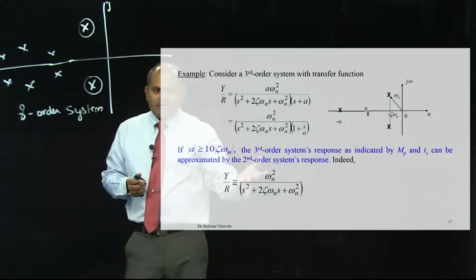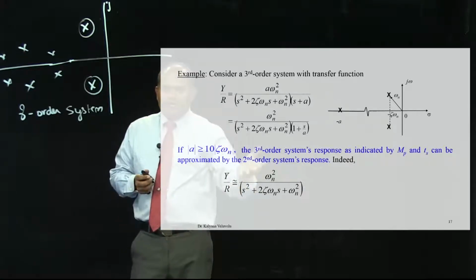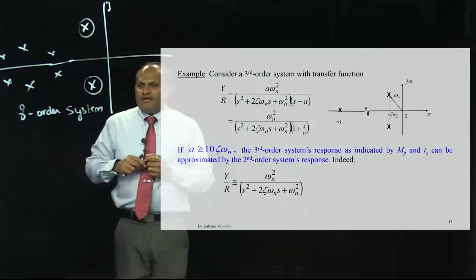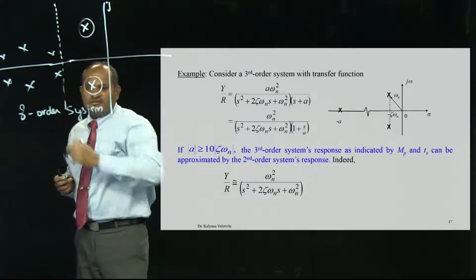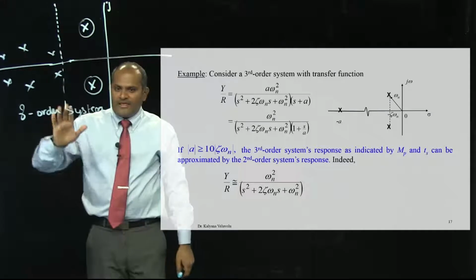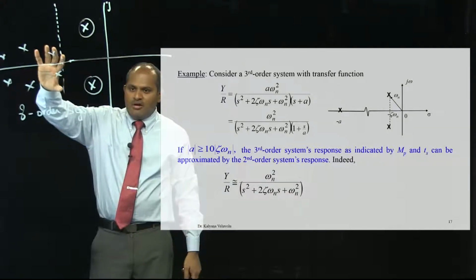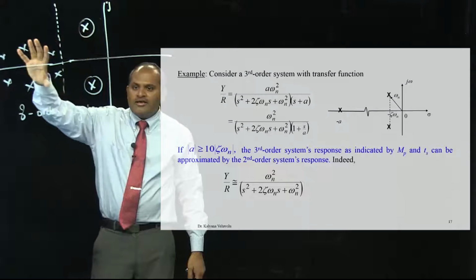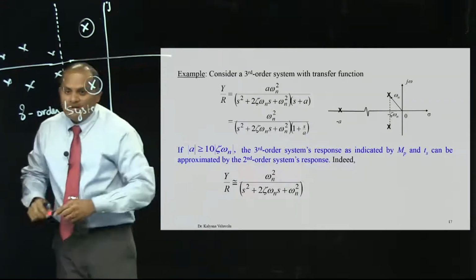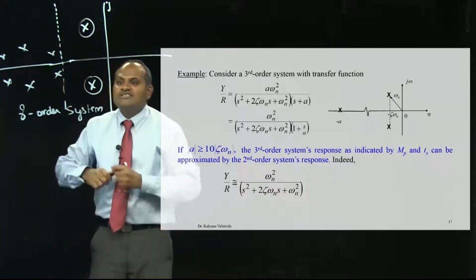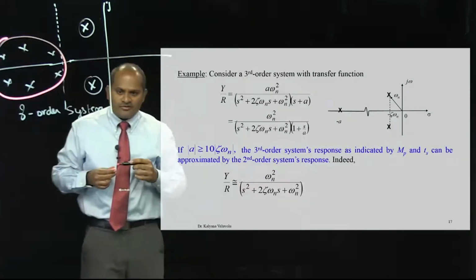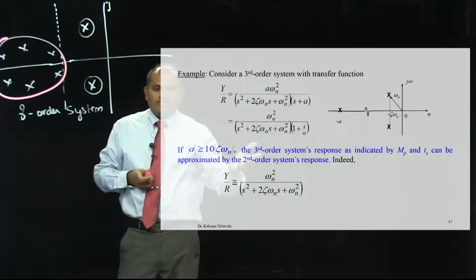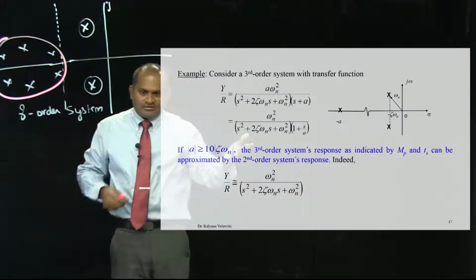Now, before we go into the theoretical part, let us analyze what happens if you have a third order system. What we are going to do is separate the dominant poles and the rest of the poles. The theory is that if these poles are far away from the dominant poles, their effect is negligible. That means these poles have very little effect on the response of the system. That is what we are going to analyze here.